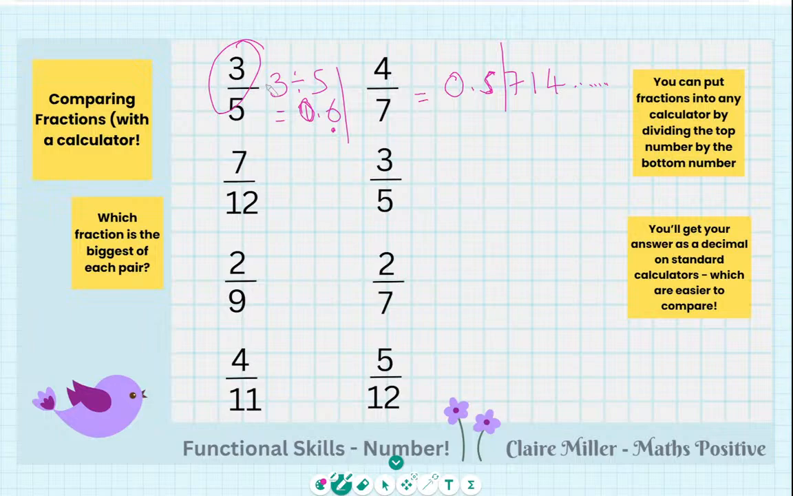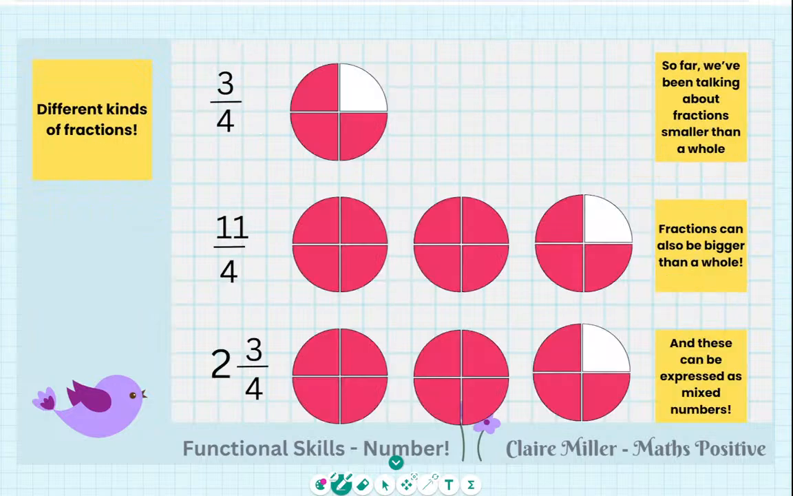So that's how you can compare fractions with a calculator. And it would be great for me to know whether you want me to talk a bit more about comparing numbers and comparing decimals as well, because that could be quite useful for some of you. So let me know if you'd like me to do that. So let's have a think now about different kinds of fractions. We might have to finish this off a bit next time. We'll see how it goes.